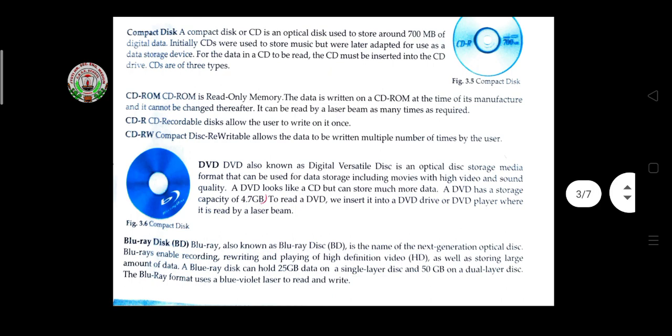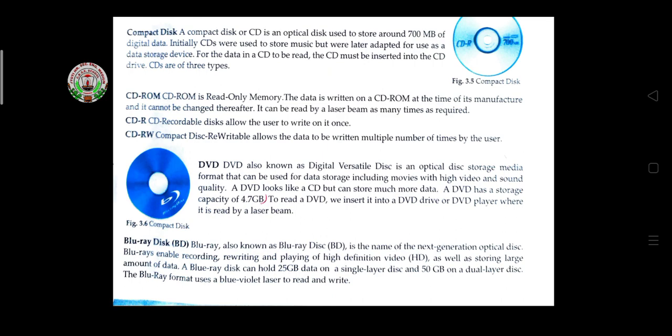Then DVD, also known as digital versatile disk, is an optical disk storage media format that can be used for storage including movies with high video and sound quality. A DVD looks like a CD but can store much more data. A DVD has a storage capacity of 4.7 GB. To read a DVD, we insert it into a DVD drive or DVD player where it is read by a laser beam. So what is the use of DVD?